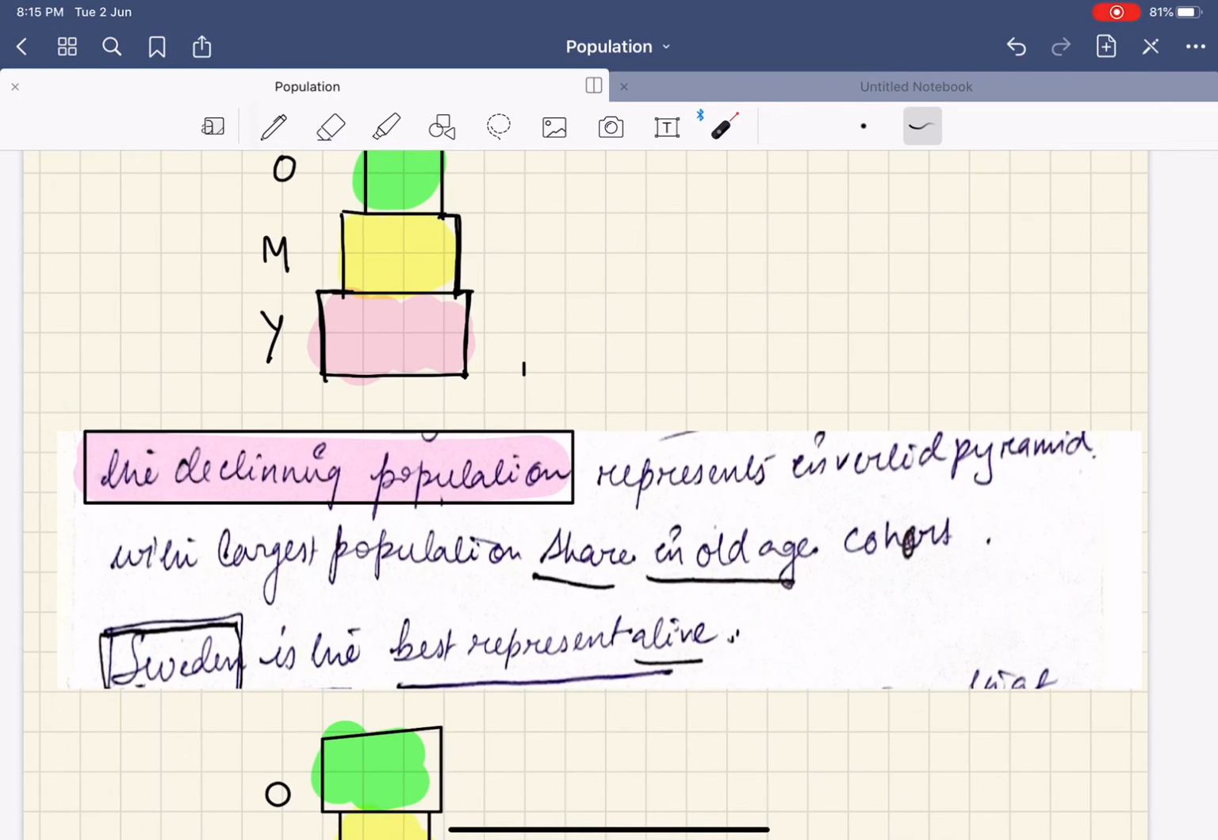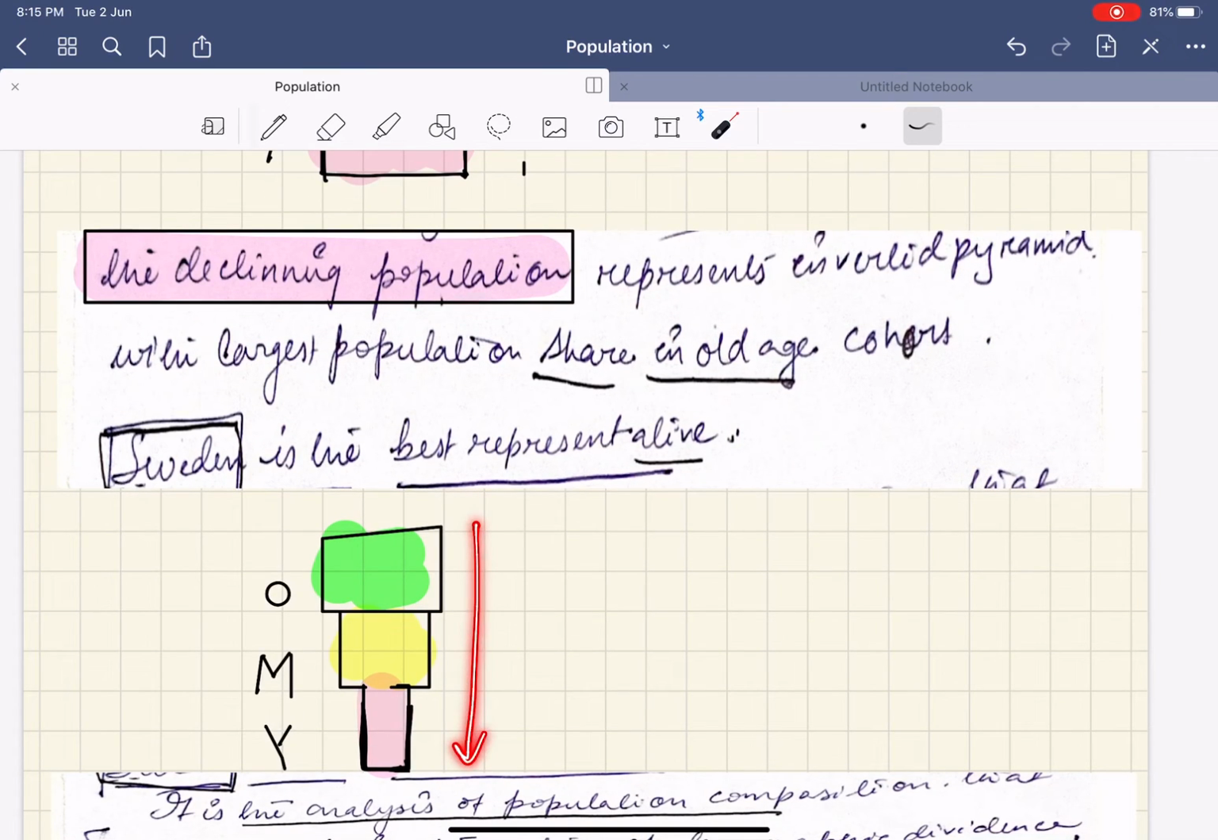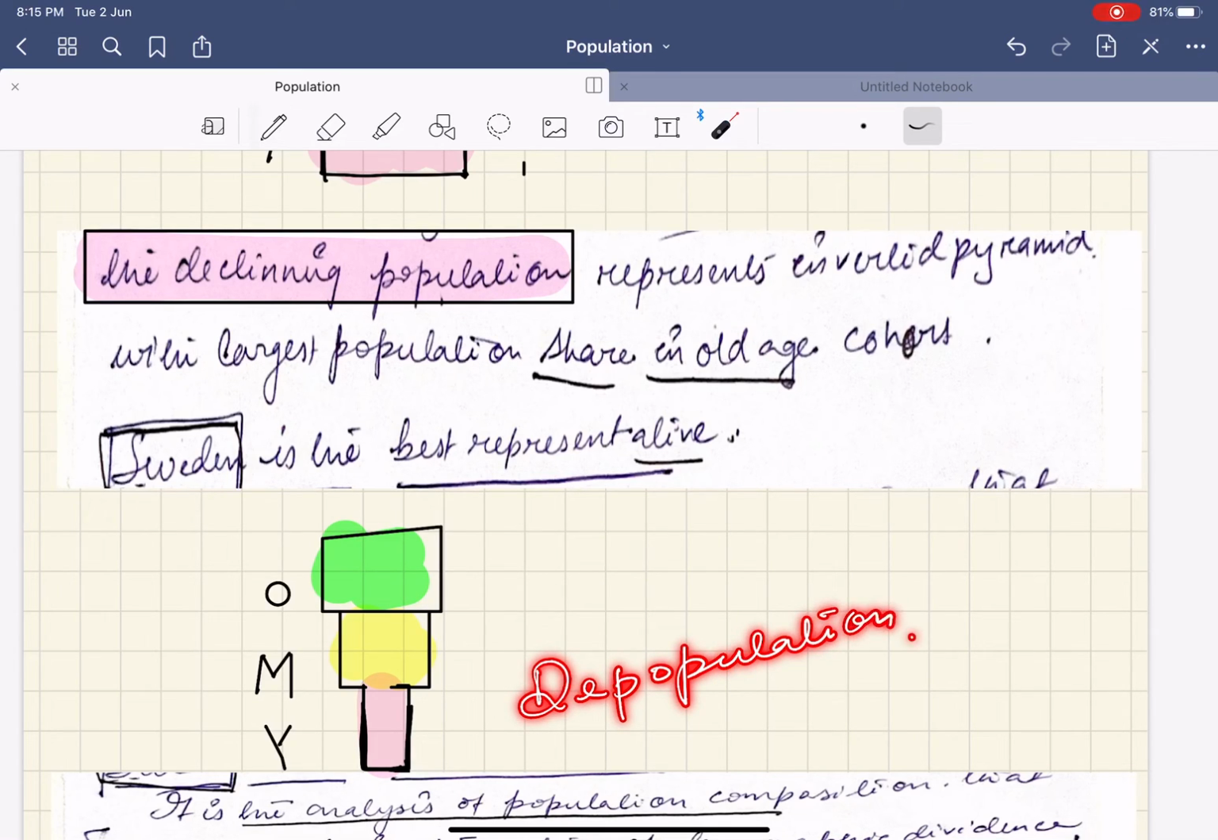Now let's look into the declining population. The declining population represents an inverted pyramid. What does this inverted pyramid mean? The inverted pyramid simply means that the number of people in the old age is more than the number of people in the matured and young age. And what is the biggest demerit of such a pyramid? The biggest demerit is that the countries represented by such a pyramid are basically facing depopulation. Depopulation means their population is not growing in the manner that it should grow.